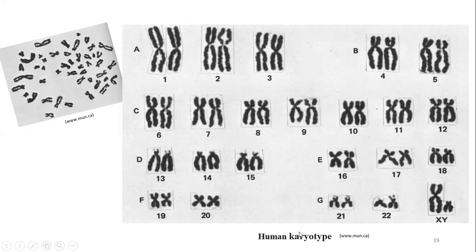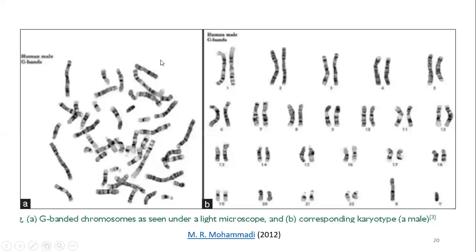This is the human karyotype. So we can see the pairs of the chromosomes. Number 1, number 2, number 3, number 4. We can see the pair of the chromosomes. They are called homologous chromosomes. This is the G-band chromosome. So this is the mitosis spread, and the right side picture shows the karyotype.